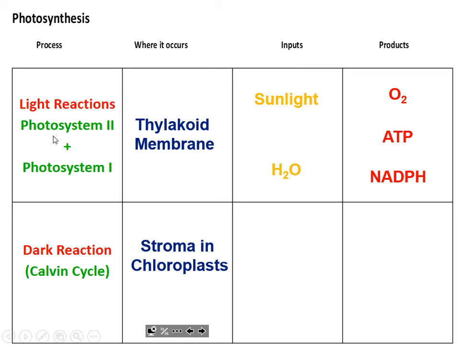What are some inputs? What is an input? Yeah, Madison? Carbon dioxide. We need carbon dioxide for the Calvin cycle to occur. What else do we need? What else is put into the Calvin cycle? Olivia? Yeah, ATP. That arrow's going in there, right? And what else?